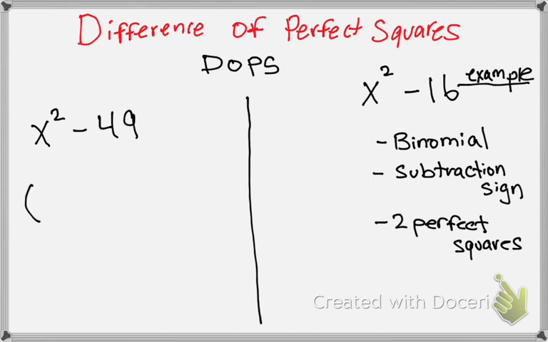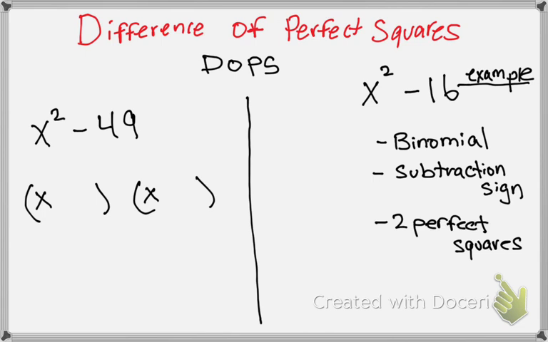So the way to factor it is you write two parentheses. Okay, you open up two sets of parentheses. You're going to put the square root of the first term inside of both parentheses. The square root of x squared is x, because x times x gives you x squared. Okay, now our sign. We have a negative sign here, right? So basically what we're looking at is negative 49.